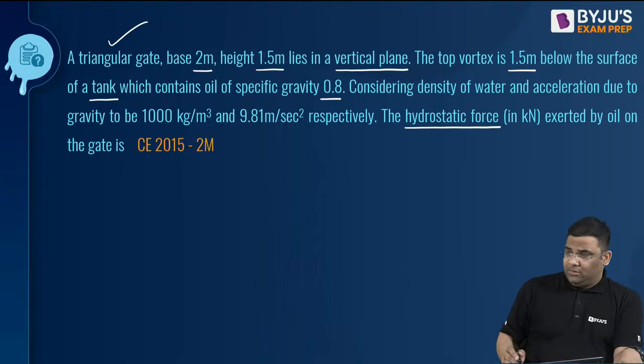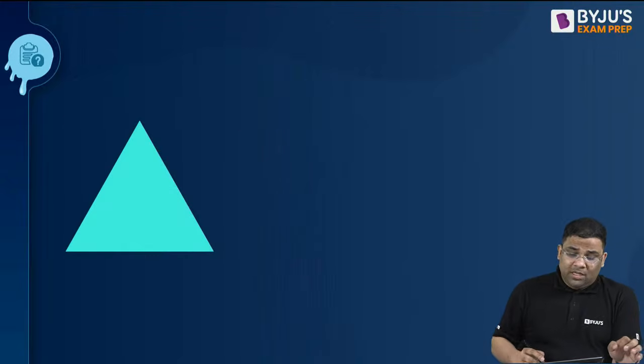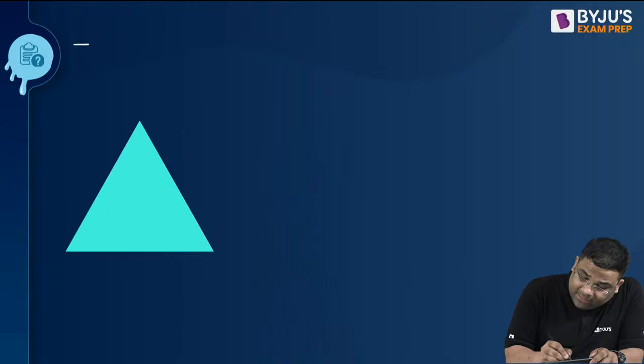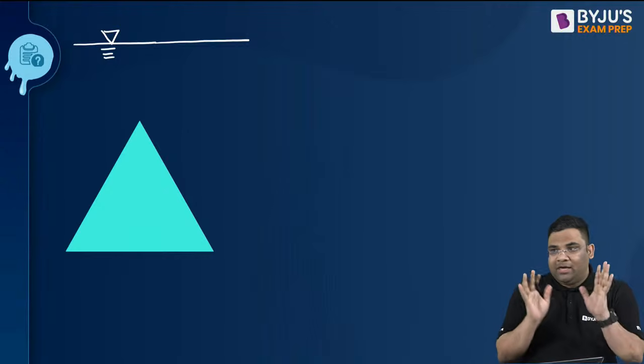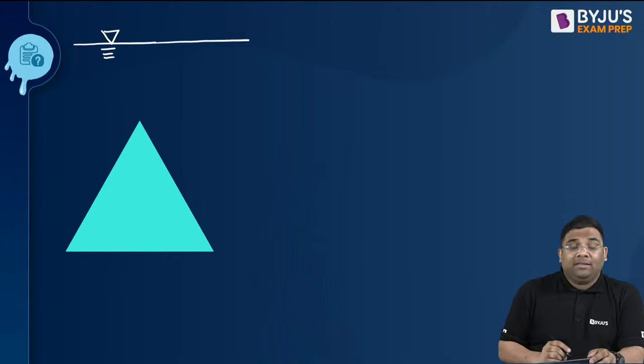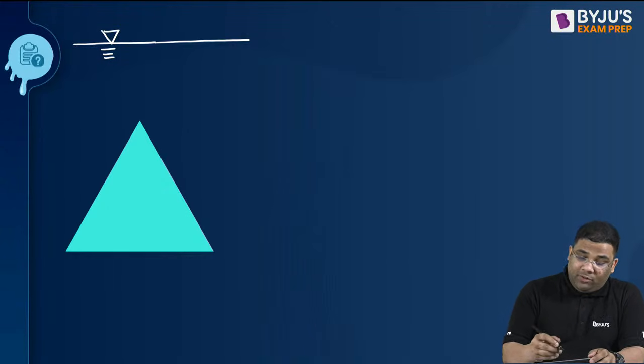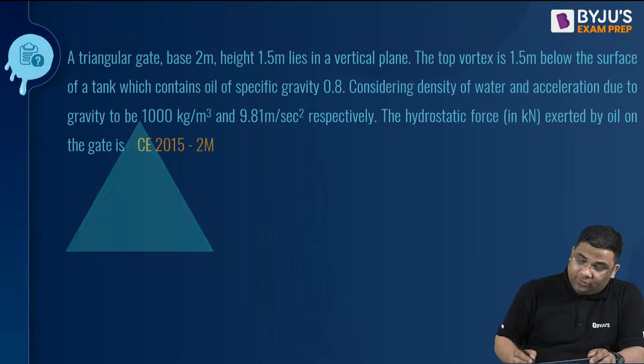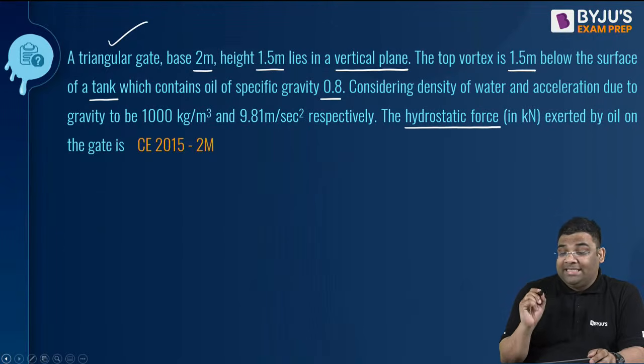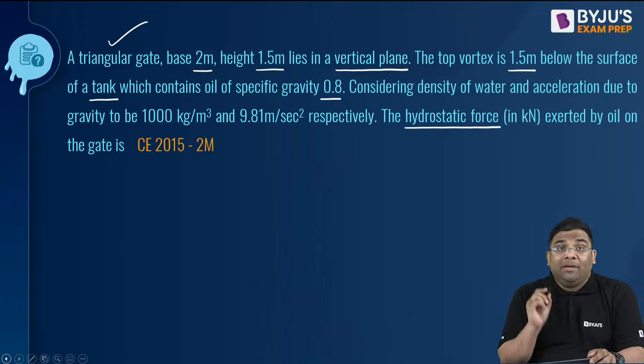Let us solve this using the same concept. This is the top surface of the tank. Suppose this is inside; I'm not drawing the total tank. This is what we are seeing inside the tank, and then this is the triangle. So what is written? Let us see the question. The top vertex is 1.5 meter below the surface.